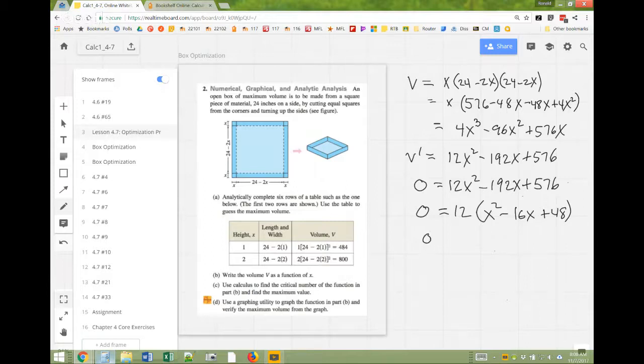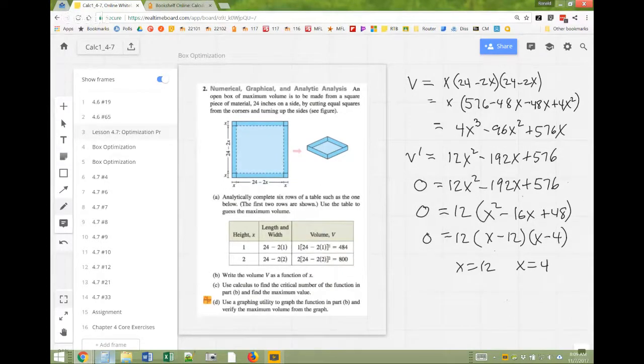So we get 0 equals 12 times (x minus 12)(x minus 4). Let's just see, did I factor that right? So on the inside we get negative 12x, negative 4x. Yep, there we go. So we can solve this. When might this equal 0? When x equals 12 and when x equals 4.